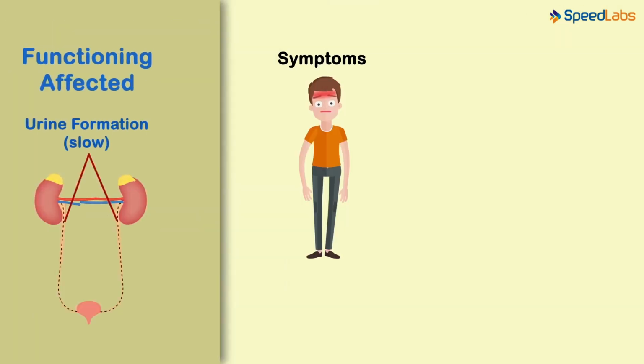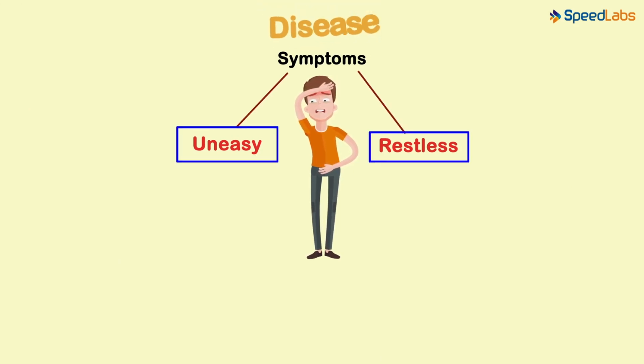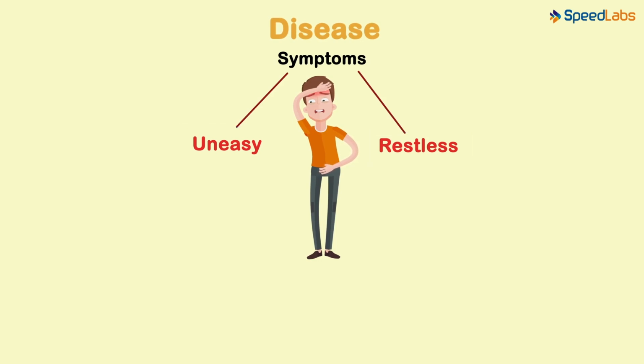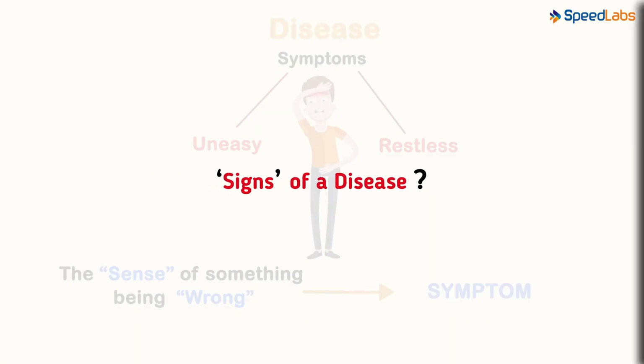For example, when we have a headache, we feel uneasy and restless. These indicate that we are suffering from some disease. Yet they do not tell us which particular disease it could be. The sense of something being wrong is called a symptom. What are signs of a disease then?